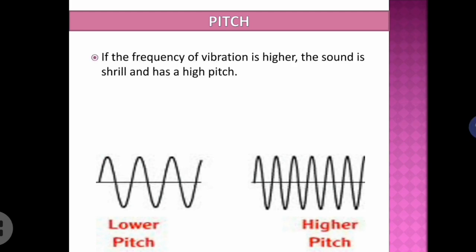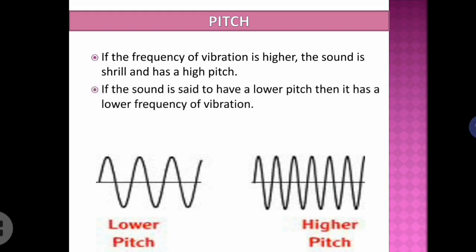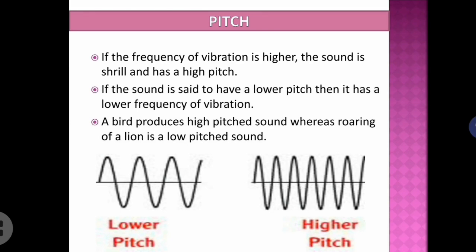If the frequency of vibration is higher, the sound is called a high pitch sound, or a sound with more shrillness. More shrill sound you can produce if you are able to produce a high pitch sound. If the sound has a low pitch, then it will have a low frequency of vibration. For example, a bird can produce high pitch sound, whereas the roaring of a lion is a low pitched sound. I hope it is clear. The pitch of the sound, the shrillness of the sound, depends upon the frequency of the sound wave.